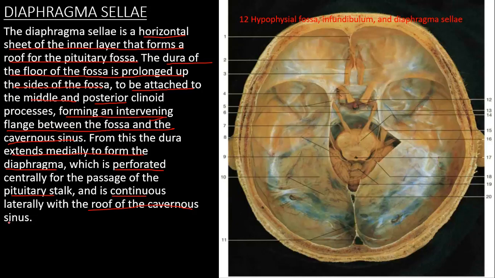Here you can see the hypophyseal fossa or the pituitary fossa is down here, but here you will have a layer of dura separating the hypophyseal fossa from the other parts of the brain. So it is known as the diaphragma sellae, and you can see it being perforated here by the pituitary stalk or the infundibulum. Okay.